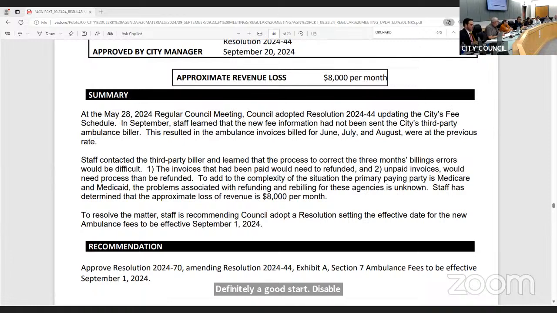Further questions or comments? Hearing none, what is the desire of council on this item? Move to approve. I'll second. Ms. Vasquez? Very good. All right, got a motion by the Deputy Mayor, second by Councilor Vasquez to approve a resolution amending Resolution 2024-44, Exhibit A, Section 7, ambulance fees to be effective September 1, 2024.